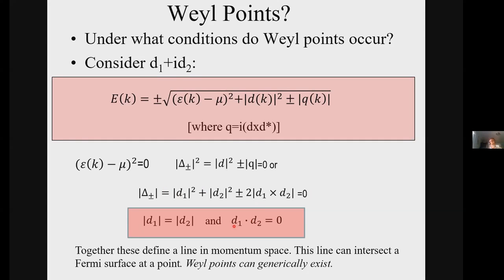Ignoring the condition that we're on the Fermi surface, you can see that these two conditions define individually surfaces in momentum space, and those surfaces will intersect in a line. And so these two conditions define some line that travels through momentum space, and that line can travel through a Fermi surface at points. And so that's where the Weyl points come from, and this argument then tells you that they can generically exist in these spin triplet superconductors.